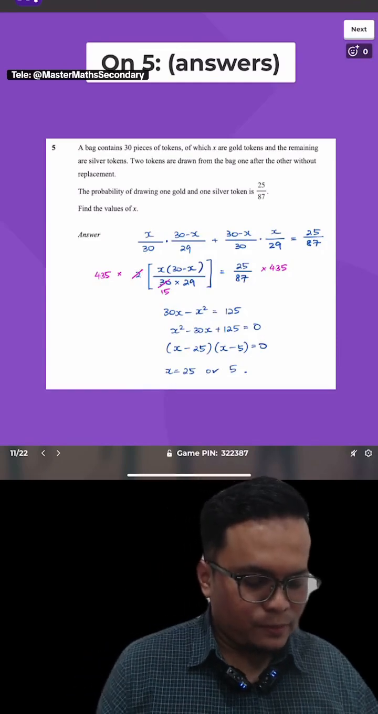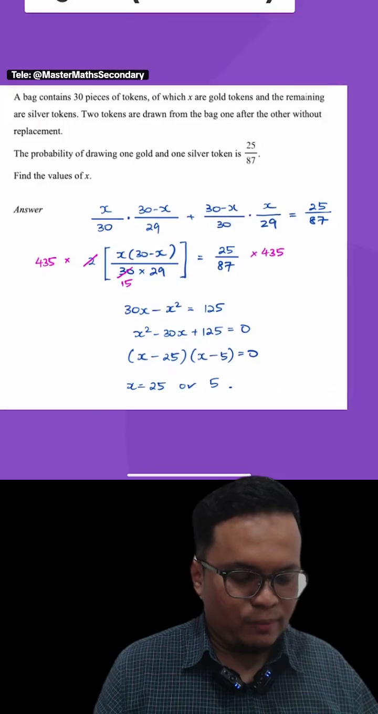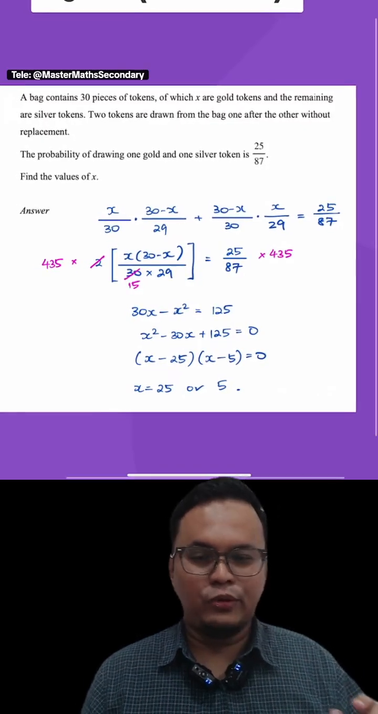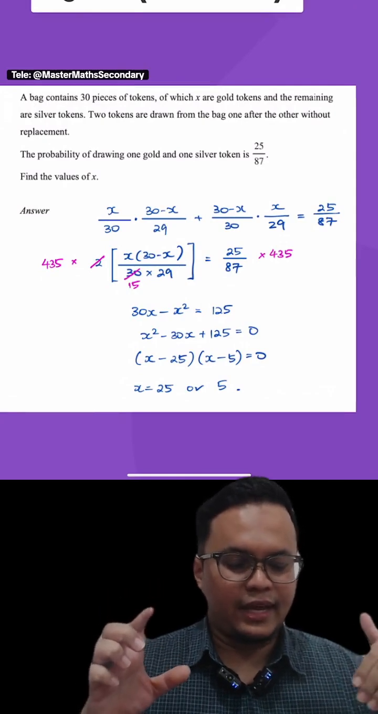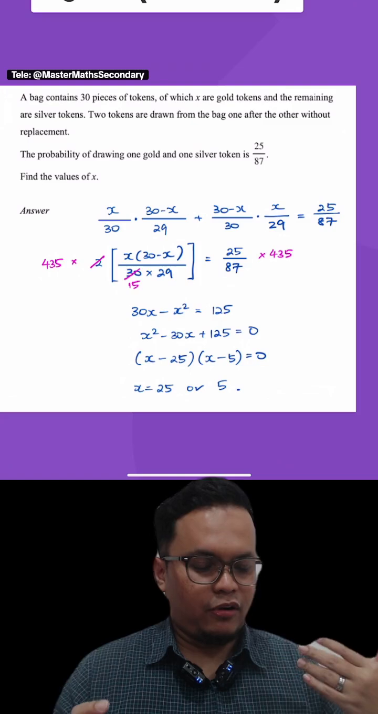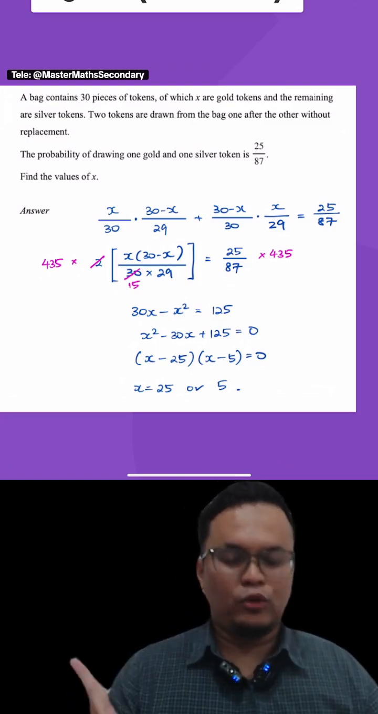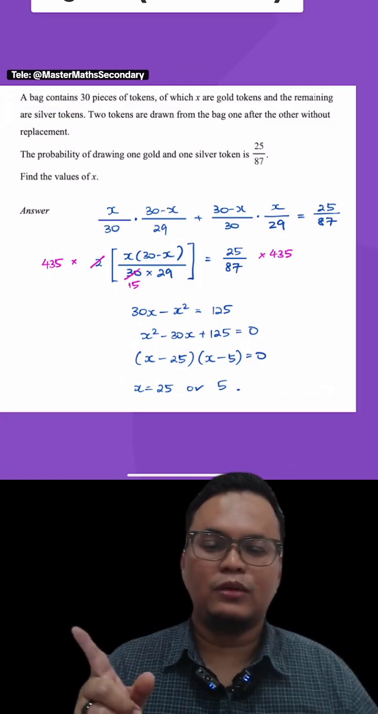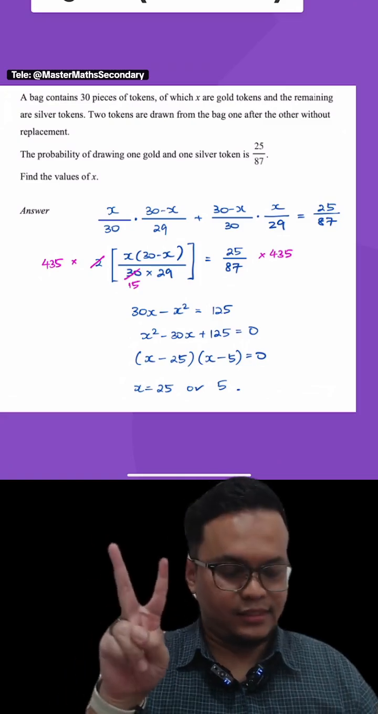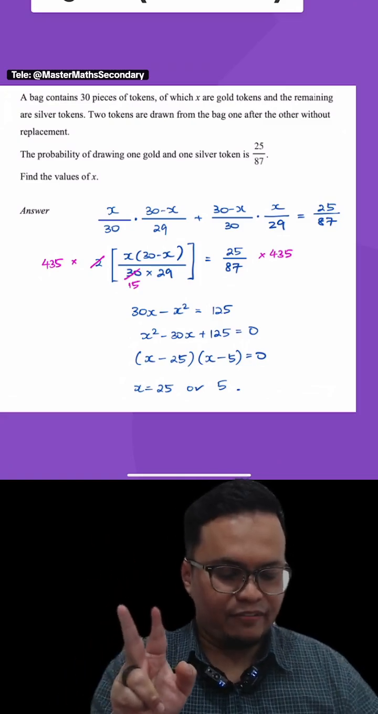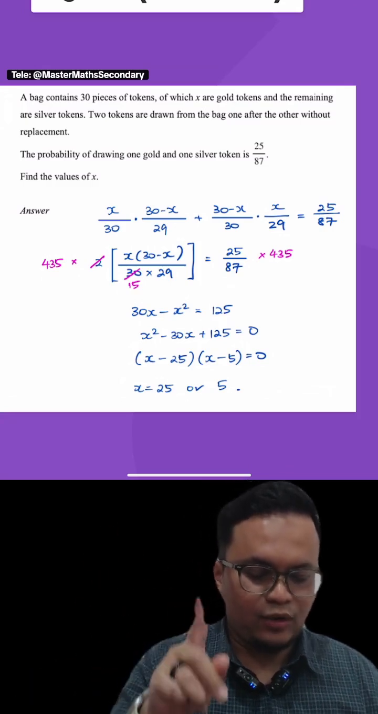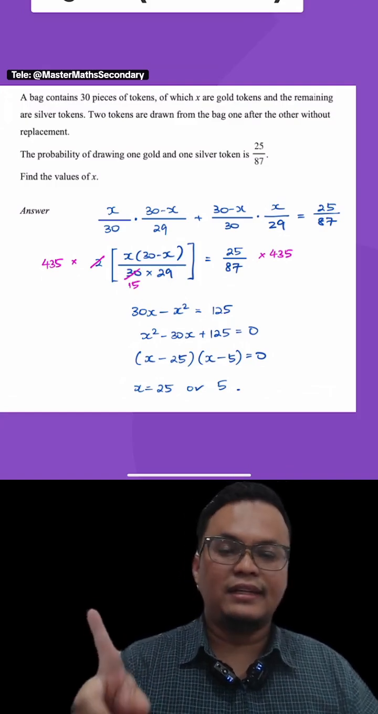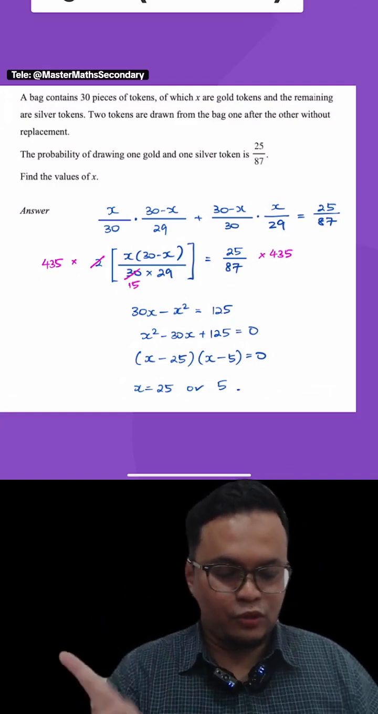Okay, now, let's take a look at how we go about doing this, guys. What we're going to do is form an equation by finding the expression for getting 1 gold and 1 silver. To do that, you have to consider 2 cases. The first case, in my first 2 fractions, is the case of getting 1 gold first and then second silver. So first gold, second silver.